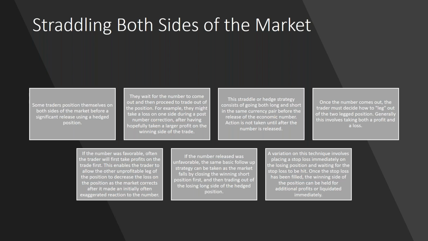Some traders position themselves on both sides of the market beforehand using a hedge position. They wait for the number to come out and then proceed to trade out of the position. For example, they might take a loss on one side during a post-number correction after having hopefully taken a larger profit on the winning side of the trade. This straddle or hedge strategy consists of going both long and short in the same currency pair before the release of the economic number. Action is not taken until after the number is released. Once the number comes out, the trader must decide how to leg out of the two-legged position.